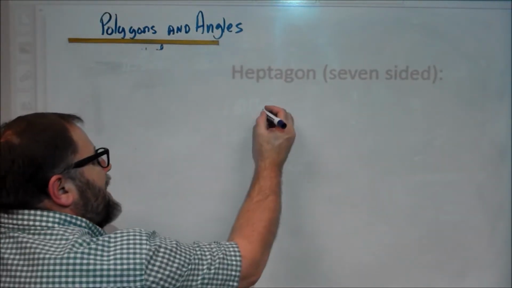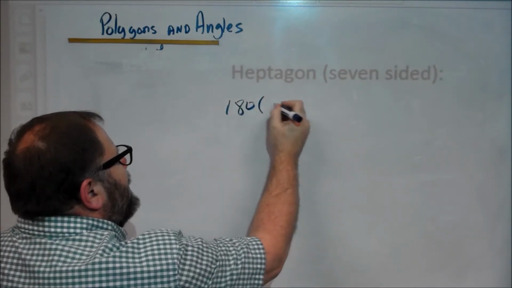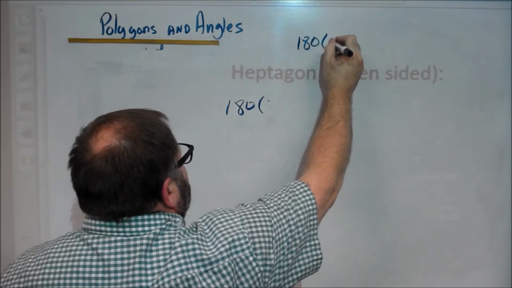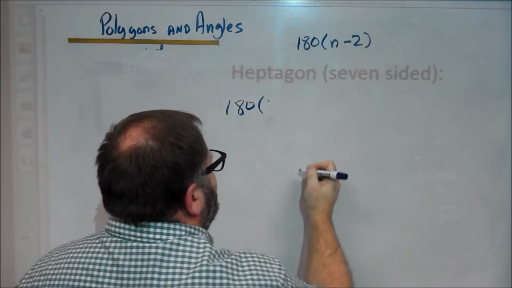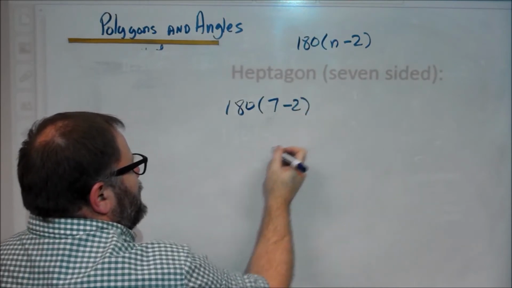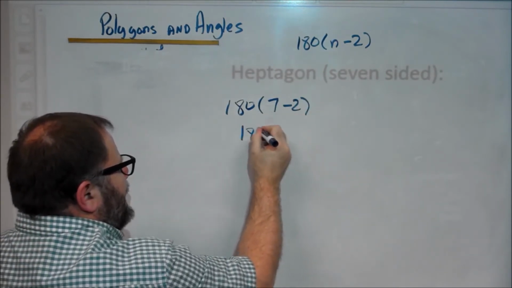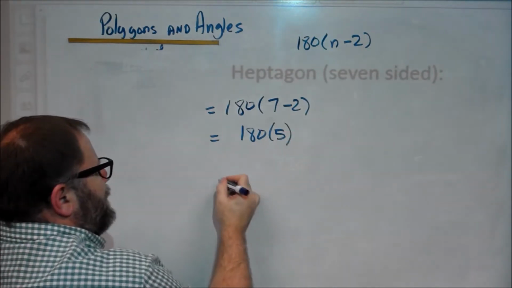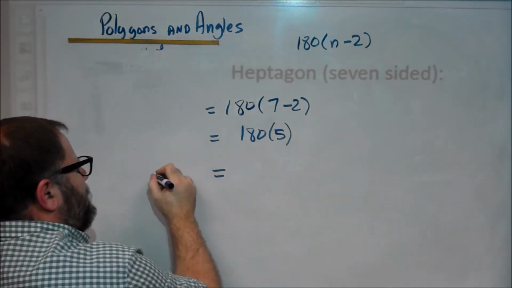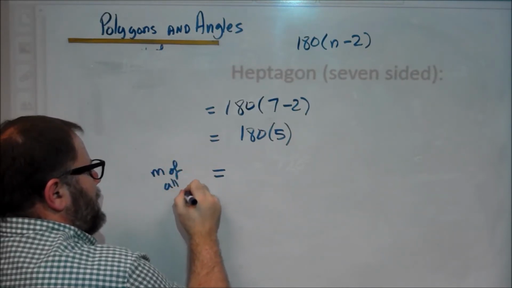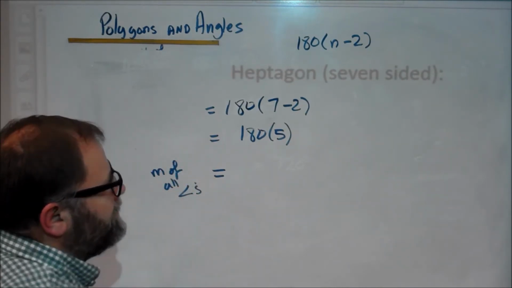So if there's 7 sides, I'm doing 180, and then, oh, I better write this down. I've already kind of forgot it. 180 degrees times the number of sides minus 2. So the number of sides is 7. 7 minus 2 is 5. And then the measure of all angles is 5 times 180.